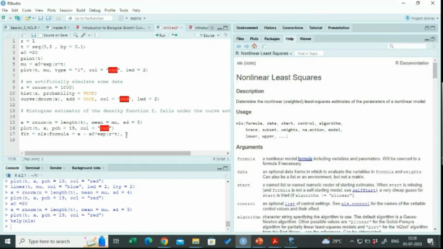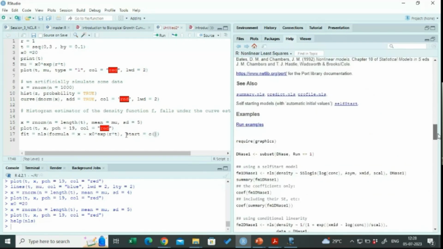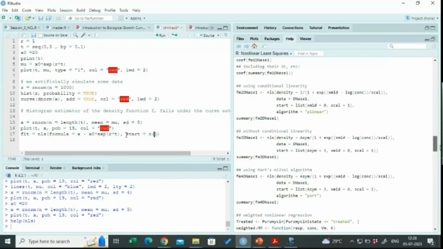So what I can just do, I can give some starting point. Let me see how they have given the starting point. You can give the starting point as a list. So you need to understand that you have to give it in terms of a list. There are two starting points. Say x0 equal to, I am giving say 4, and r is equal to, I am giving 0.5.